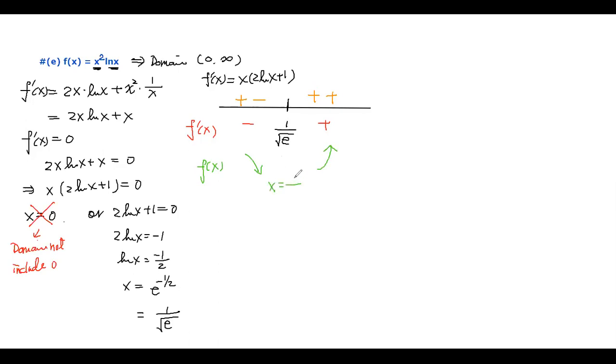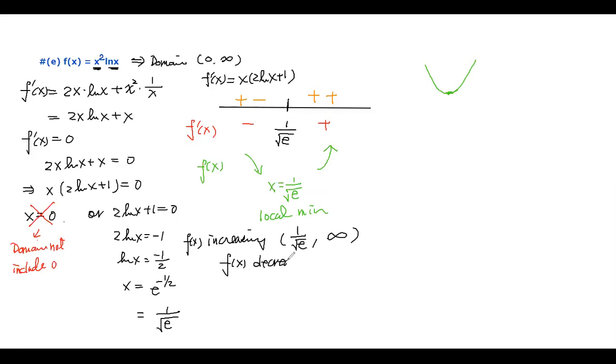So at x equal to 1 over the square root of e, here it is going down, then going up. So what do I have? A local minimum. Did you see here? Every problem is very, very mechanical and routine. Okay, so f of x is increasing where? From 1 over the square root of e to infinity. Then f of x is decreasing from where? From 0 to 1 over the square root of e, right?